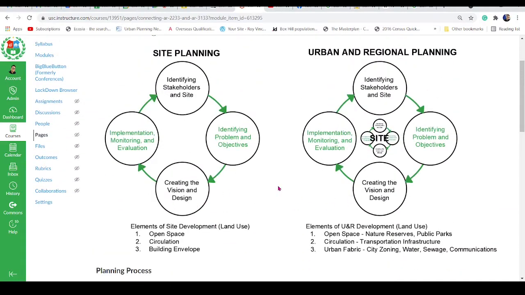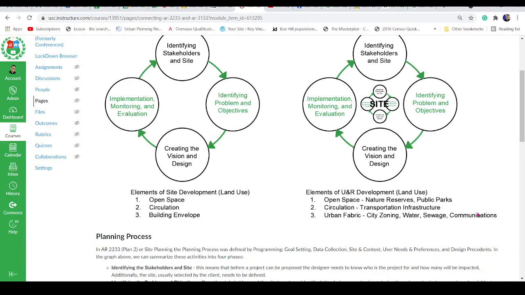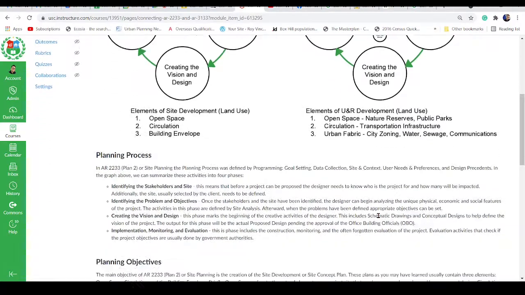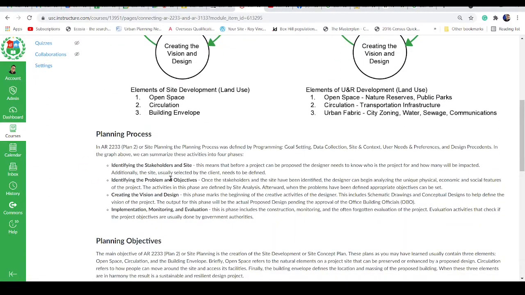Your entrances and exits, both for vehicles and pedestrians. And then finally, you have the building envelope, your building massing. Okay. And then that sort of translates to urban and regional planning, but again on a much larger scale. And as I said, you have these items here. So the planning process, yes, I described that.